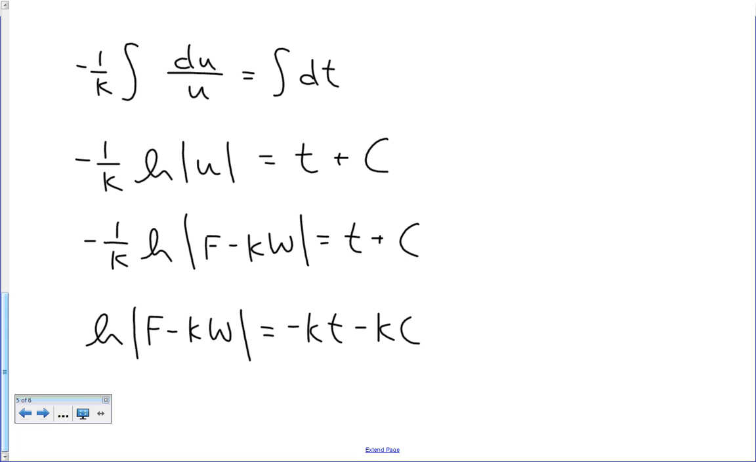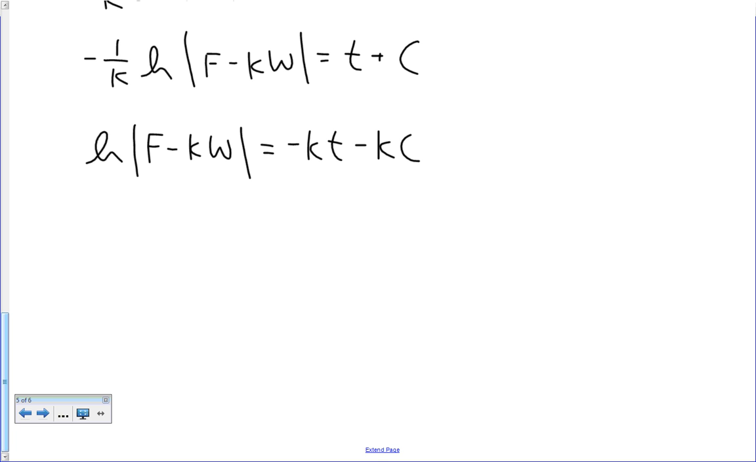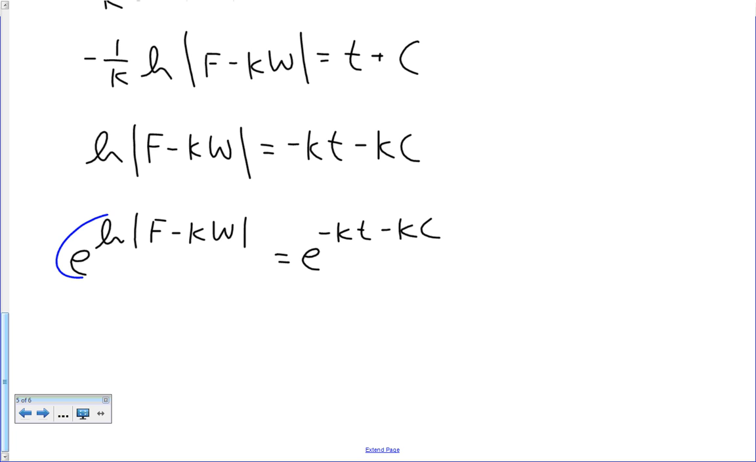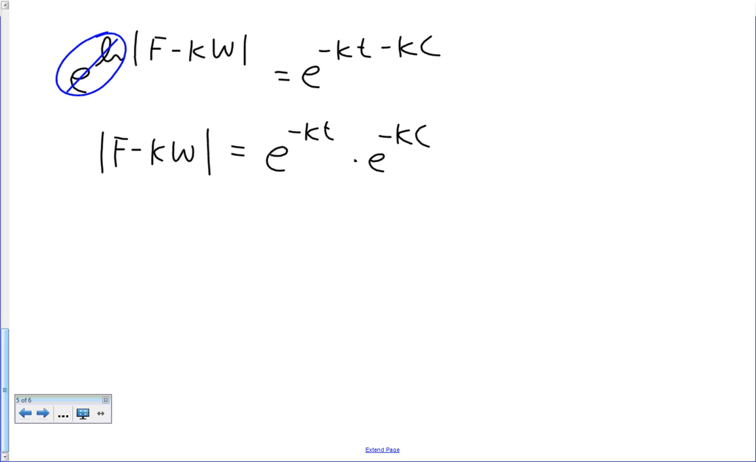Again, we're trying to solve for w, so I've got to get rid of the log, so we exponentiate both sides to base e. Or you can think of this as using the definition of logs, another way to think about how you're solving this. Both of those will give you the same result, of course. Over here on the left-hand side, e to the natural log are inverses of each other, so they cancel each other out in essence. So you end up with just the absolute value of f minus kw on the left side. And I'm going to rewrite what we have on the right side. We usually rewrite that as e to the negative kt times e to the negative kc. And that e to the negative kc is some constant that we're going to rewrite in just a second.